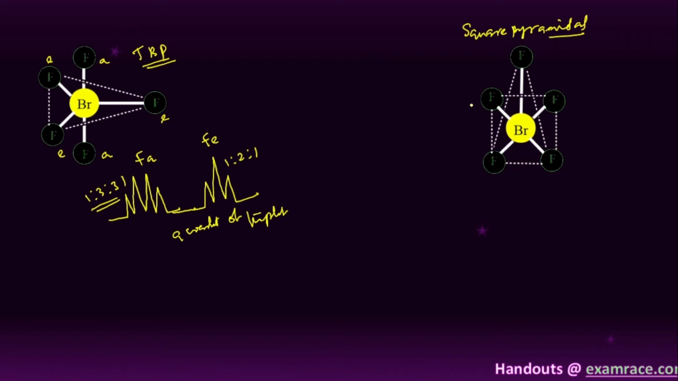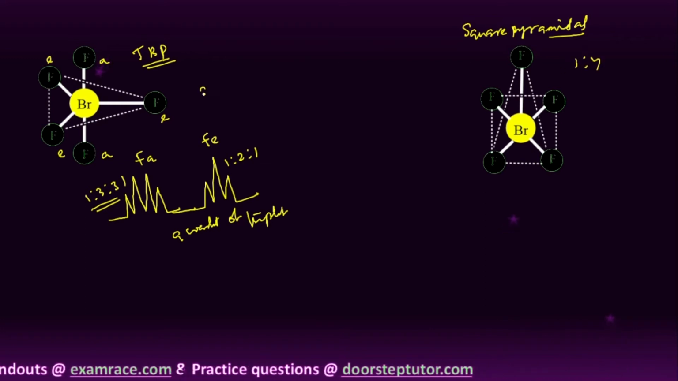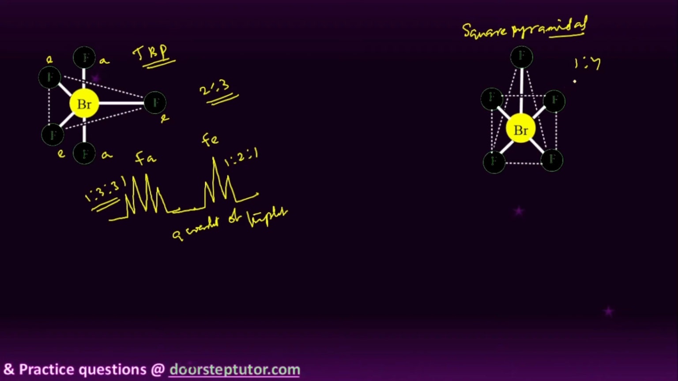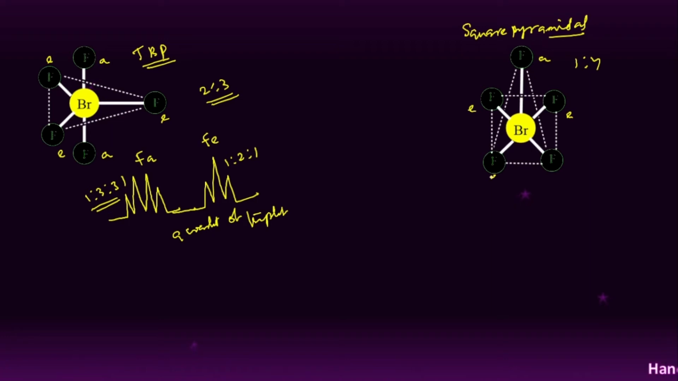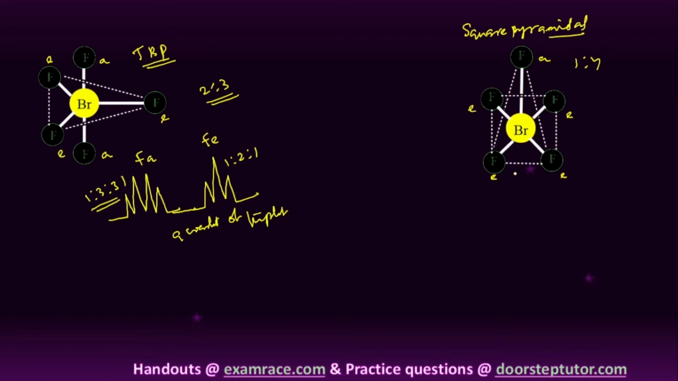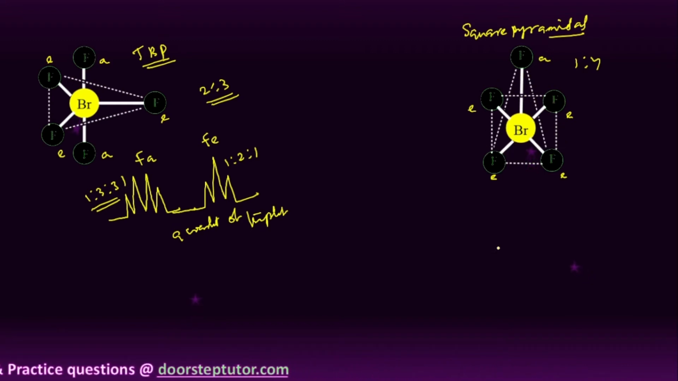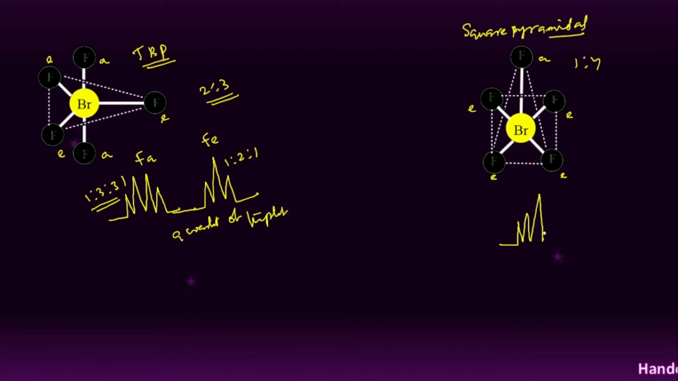So here in this case, student, for square pyramidal, two signals are possible with a 1:4 intensity ratio, whereas this was a 2:3 intensity ratio. Here we have only one axial and four equatorial fluorine atoms. So one axial fluorine atom is coupled with the four equatorial fluorine atoms. Therefore it gives a quintet in the NMR spectroscopy.